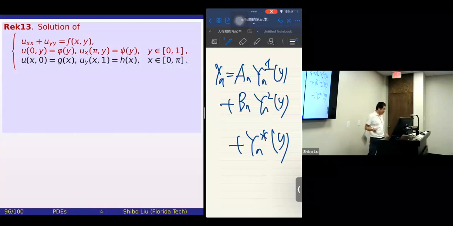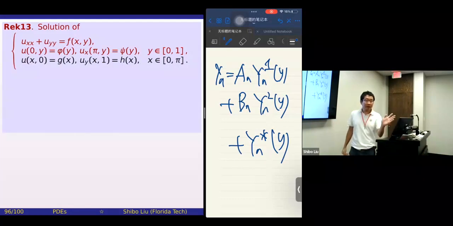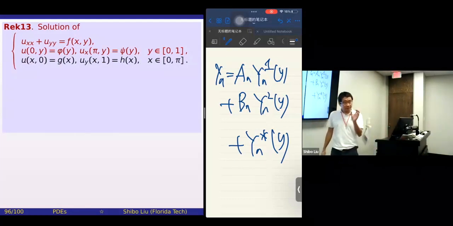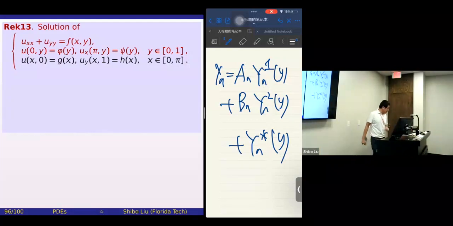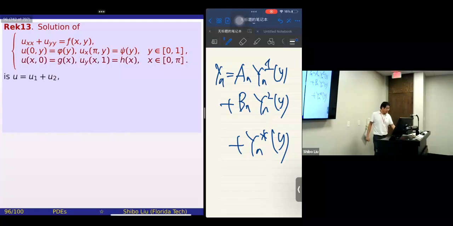What should we do? Well, this is also solvable. We apply the principle of superposition. This problem can be decomposed into two solvable problems. One has a non-homogeneous PDE with homogeneous boundary conditions. The other has a homogeneous PDE and non-homogeneous boundary conditions. So the solution of this completely non-homogeneous problem can be written as u1 plus u2.